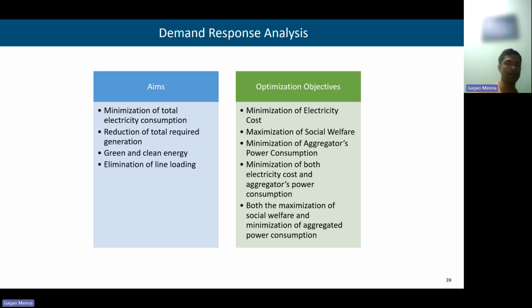Demand response analysis here. The aim is minimization of total electricity consumption, reduction of total required generation, green and clean energy. That's why we don't want to promote conventional resources. And then finally, elimination of the line loading. These are the aims of the demand response analysis. And the optimization objective is to minimize the electricity cost, maximization of social welfare, maximization of aggregators power consumption, minimization of both electricity cost and aggregators power consumption, both the maximization of social welfare and maximization of aggregated power consumption.